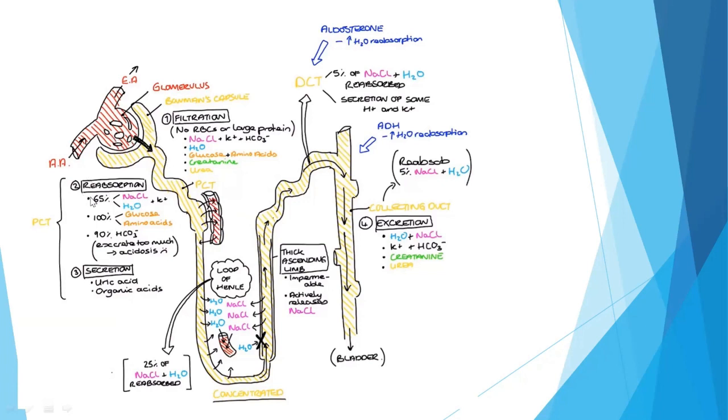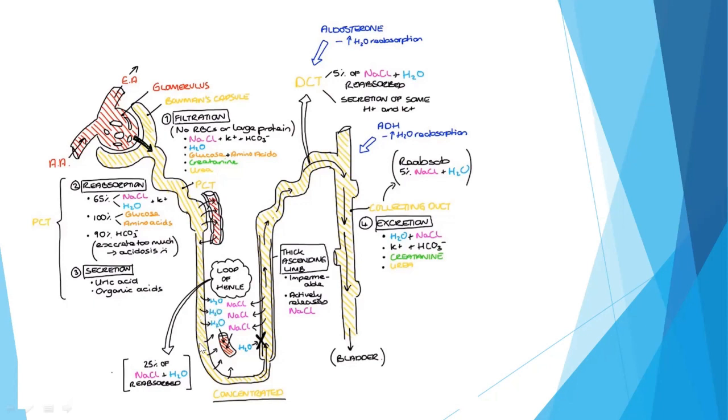Now in the PCT, the reabsorption occurs. In the PCT, we reabsorb 65% of sodium chloride and water, also potassium. We reabsorb 100% of glucose and amino acids. We reabsorb 90% of bicarbonate. And after that, there is secretion of some other toxic metabolites like uric acid and organic acids. After that, the filtrate goes into the loop of Henle.